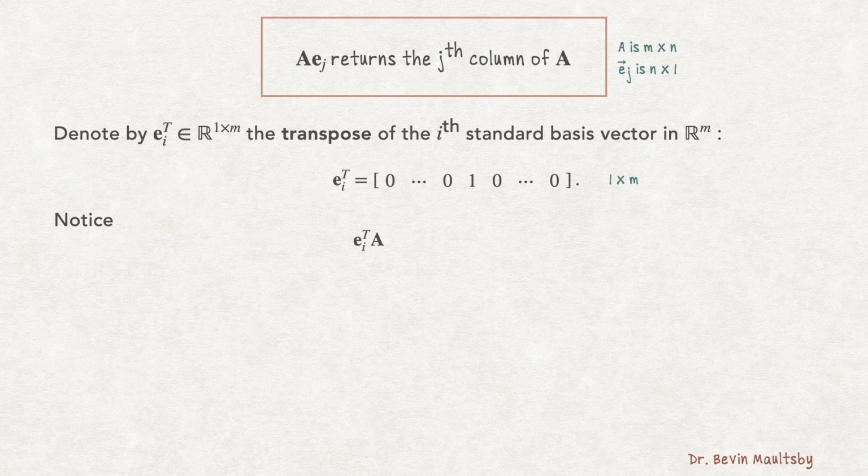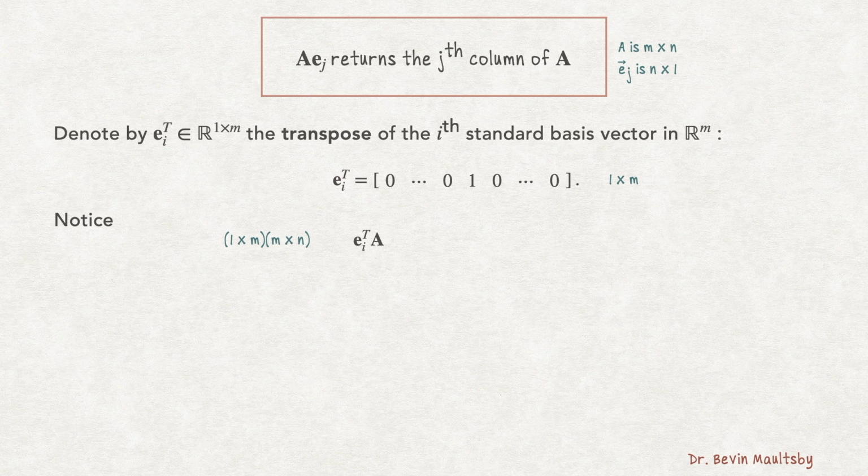It's always a good idea with matrix algebra to make little annotations for dimensions. For example, here, this transpose standard basis vector is 1 by m, and the matrix A is m by n. So that overall this product will be a 1 by n row matrix with n entries.